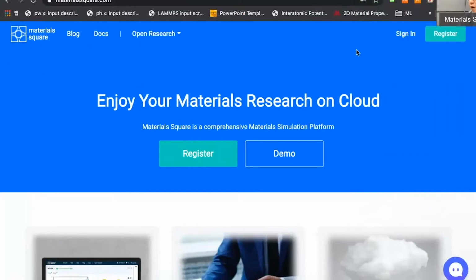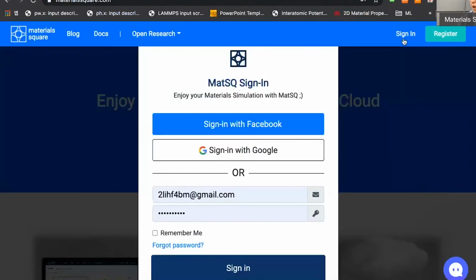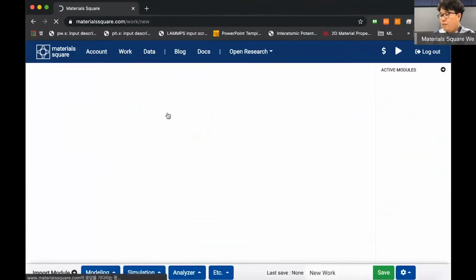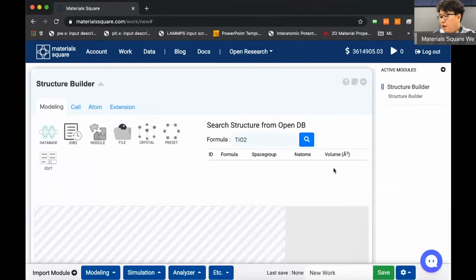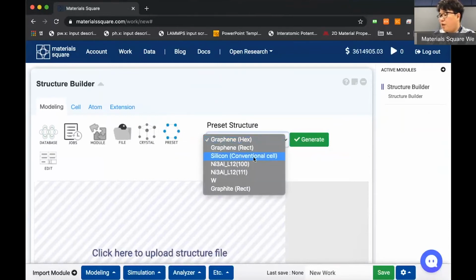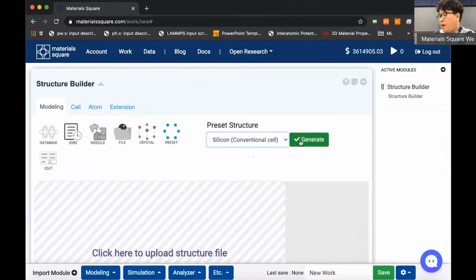This is materialscale.com, or just press MatSQ.com. Okay, and you can go here and sign in. Please click the new work. Today, we are going to simulate the optical property of silicon. So press preset modeling and preset here, and then select the silicon conventional cell. Okay, make generate.